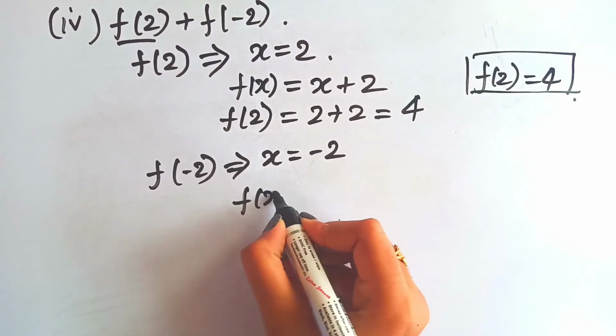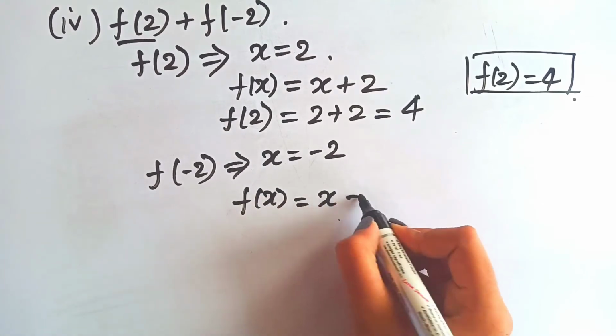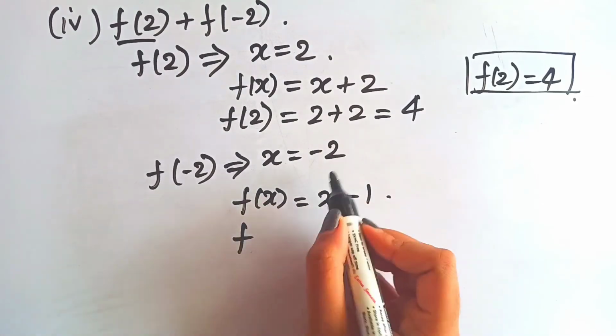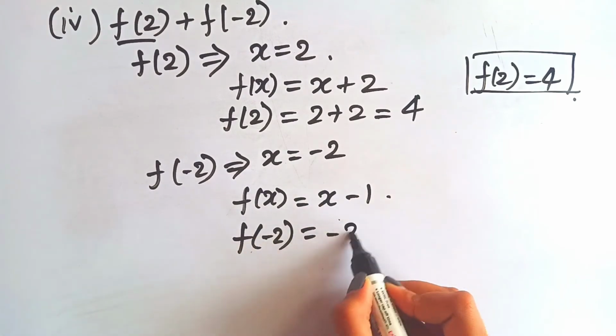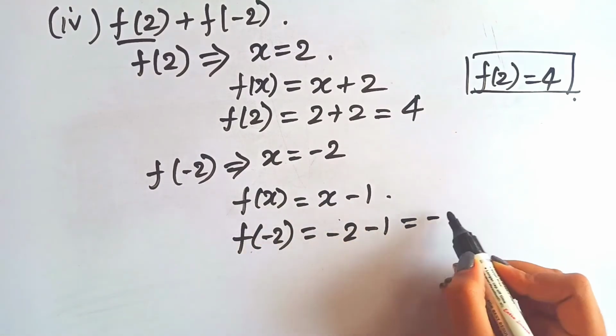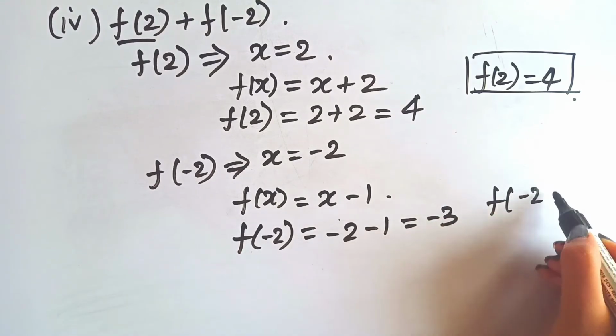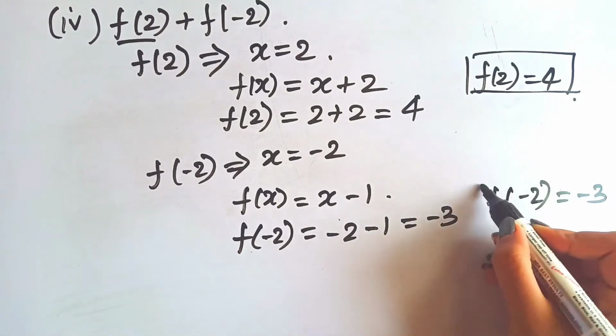So if it's in the third interval, we have to use x minus 1. So f of x will be x minus 1. So we have to replace minus 2 in the place of x. So f of minus 2 is equal to minus 2 minus 1, which is equal to minus 3. So f of minus 2 is equal to minus 3.